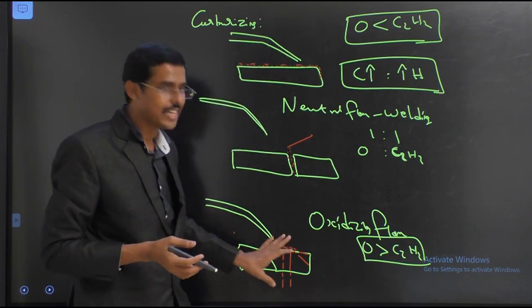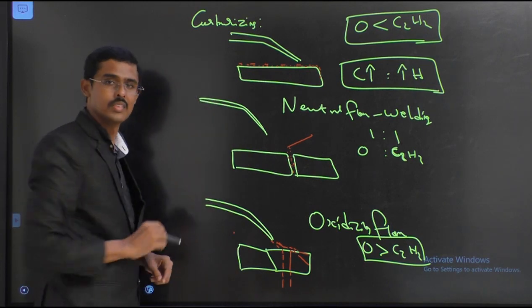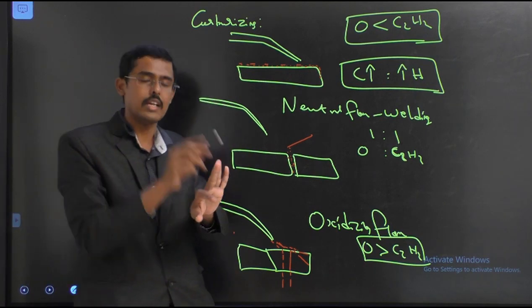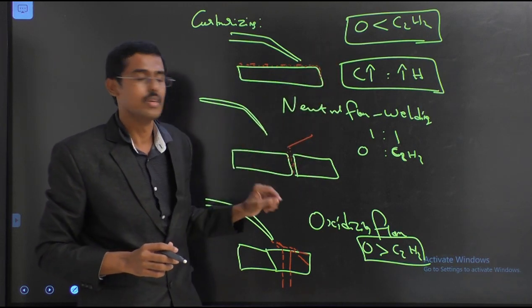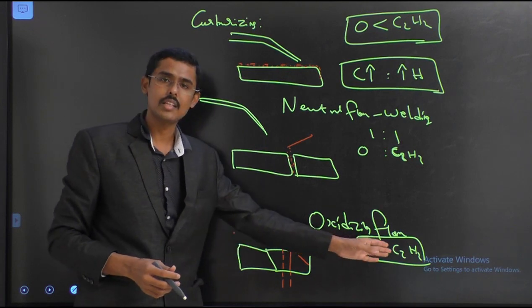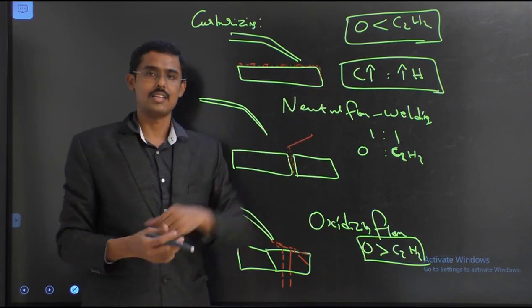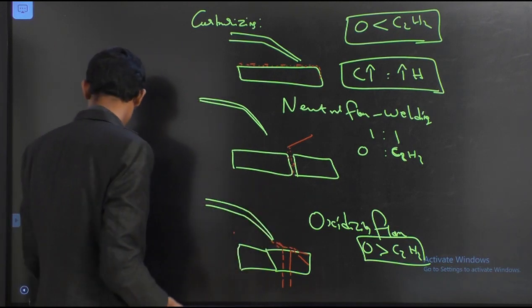So for these three categories, I am using the same single gun and the same cylinders of oxygen and acetylene. What I am doing is changing the type of flame: equal oxygen and acetylene; oxygen greater than acetylene; oxygen less than acetylene. So this is the idea we should see now.